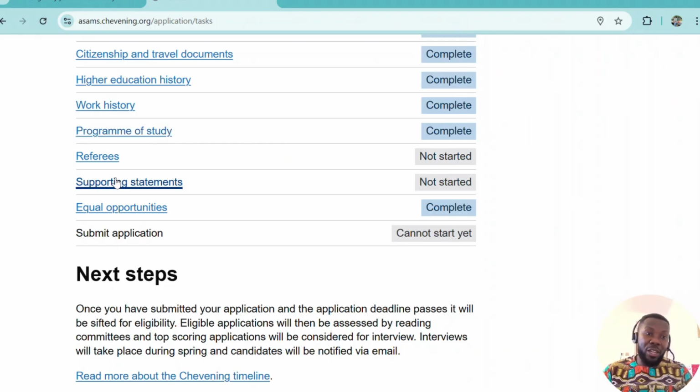Secondly, the referee aspect. Again, I said you should pre-inform them before you input their details and alert them upon submission that you have selected them as your referee, and they should expect to receive an email from the Chevening Scholarship Secretariat or Directorate.